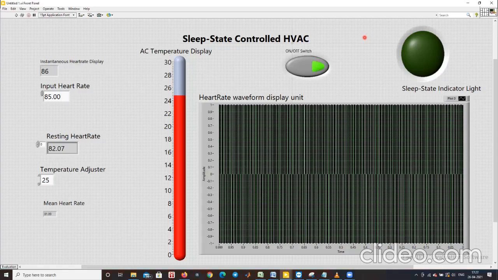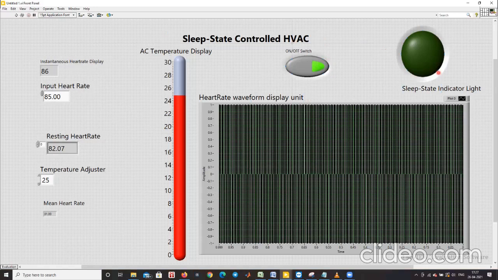Okay, this project has been implemented and simulated on LabVIEW, and this before you is the dashboard of the simulation. Let's go into the dashboard and see all the components and their functions. First, this is the on-off switch. This is a Boolean on-off switch, and it's as simple as they come. The only function of this switch is to turn the system on and off. So on, off. On the top right corner, you see the sleep state indicator.